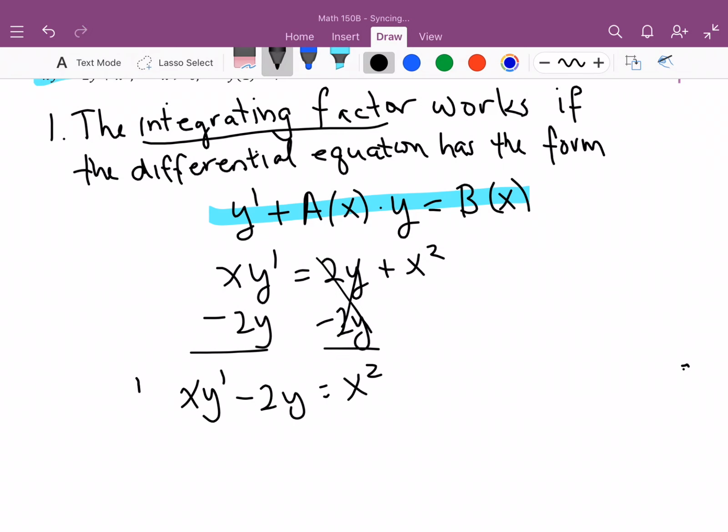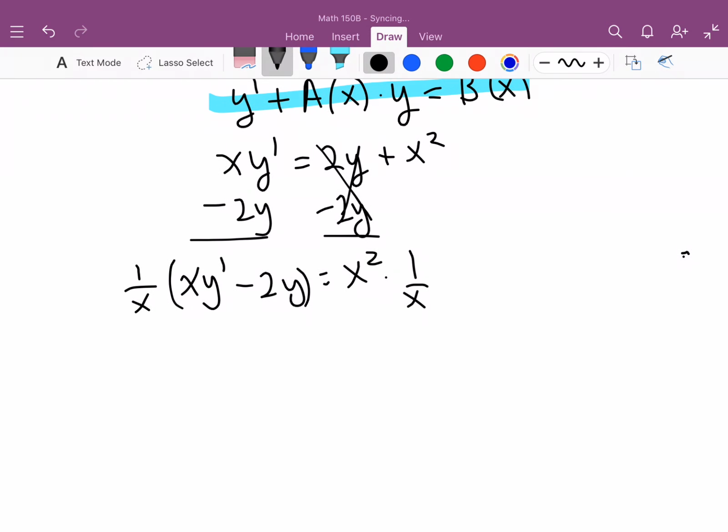I'm going to multiply the left-hand side by 1 over x, and the right-hand side by 1 over x, and then we just distribute. So I get xy prime over x minus 2y over x equals x. Hopefully you're comfortable with me simplifying in this manner. All right, now we're closer to our form.